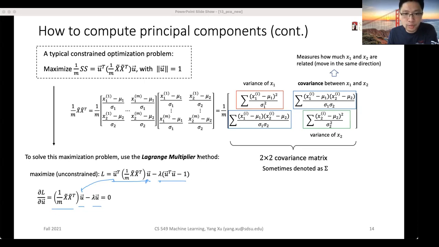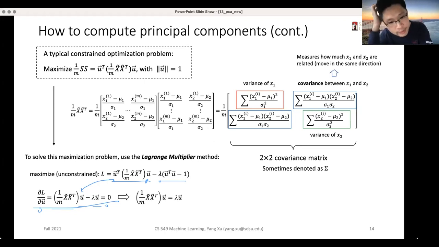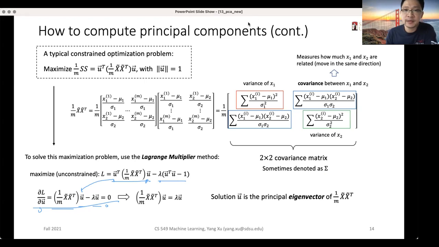All right. So next we want to solve this equation. We want to set the derivative to 0 so that the Lagrangian can reach the maximum value. By solving it, if we move the lambda times u to the right, we have such an equation, and this reminds us that the u we want to solve for is actually an eigenvector of the covariance matrix.